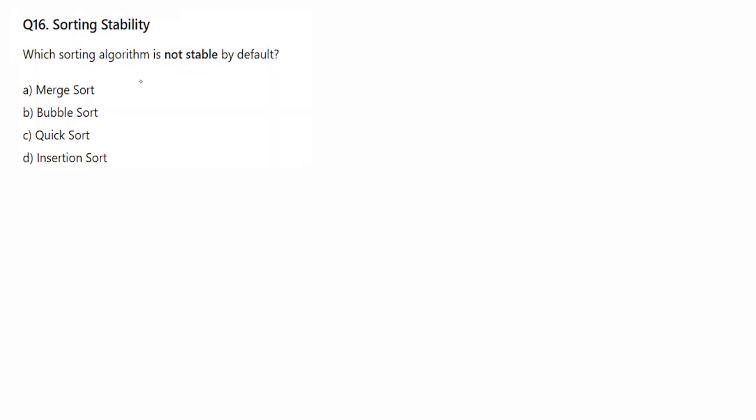Now move to the next question. Which sorting algorithm is not stable by default? The correct option here is quicksort, because partitioning may reorder equal elements.